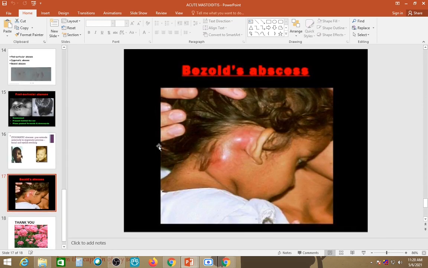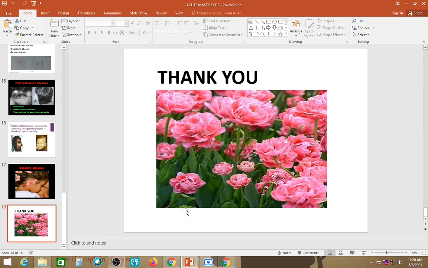Okay, next is the Bezold's abscess. Can you see the Bezold's abscess? In the child, this is how it forms in the ear. Okay, so we can do the myringotomy or the mastoidectomy in all these cases. Okay, up to here is the mastoiditis. Any questions?